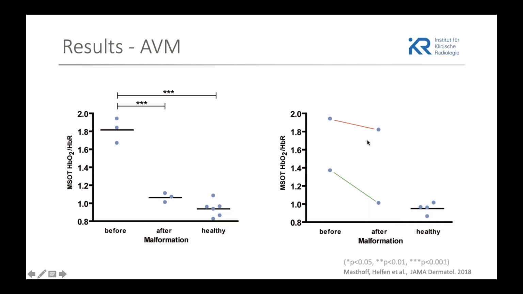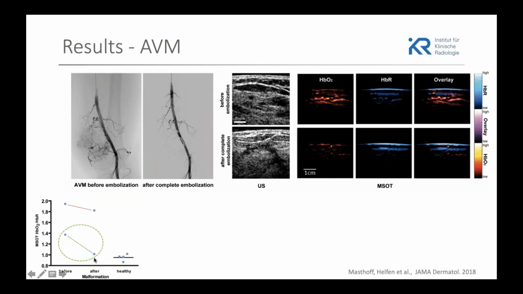So what was going on here? First, the patient who dropped to healthy values, as validated by angiography, he had a complete embolization in the procedure. So you see it in the MSOT images here. You have a clear drop in HbO2, Hb values due to the embolization. And that is important. You had it in 24 hours after the intervention.